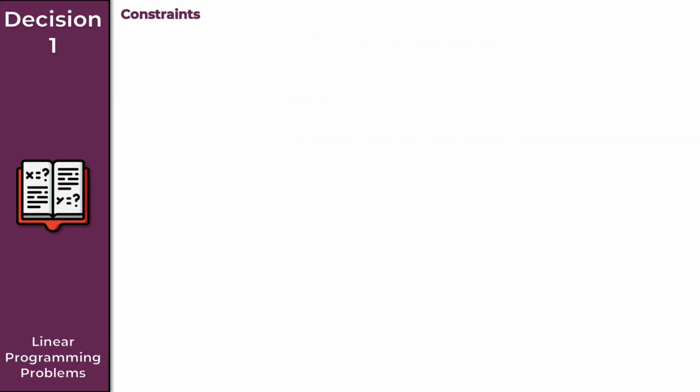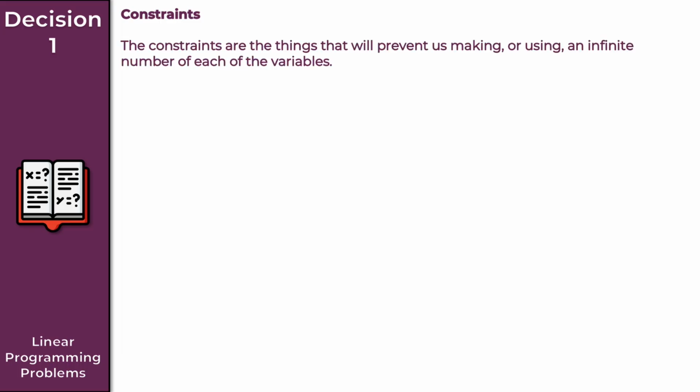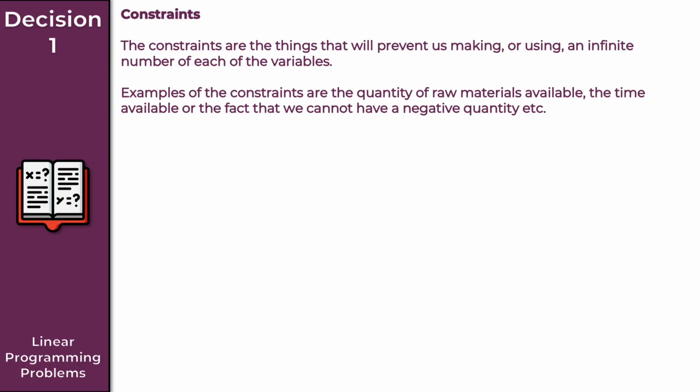As we work through any linear programming problem, we also need to consider the constraints. The constraints are the things that will prevent us making or using an infinite number of each of the variables. Examples of the constraints are the quantity of raw materials available, the time available, or the fact that we cannot have a negative quantity, etc. You get the idea. In a practical sense, this should all seem quite intuitive. And each constraint will give rise to one inequality.